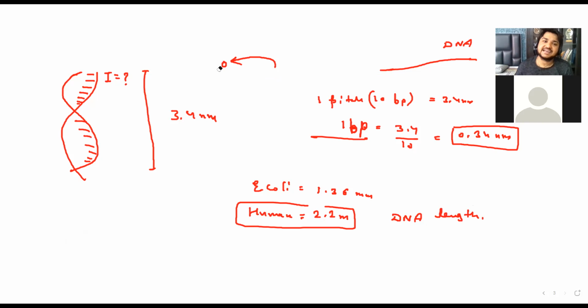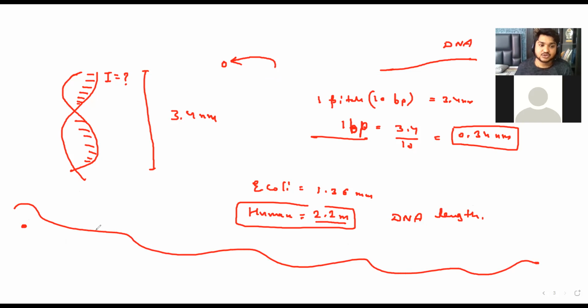DNA length. What is the DNA length? 2.2 meters. By the calculation, we calculate that. But our cell is very small and the DNA length is like this. So how can this long DNA accumulate inside the cell, inside the nucleus? I'm talking about the double helix only, the length of the double helix. So how can this DNA come inside this very small cell?